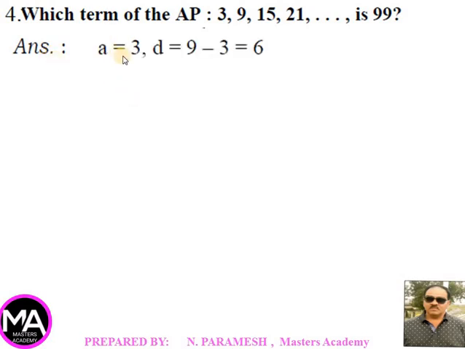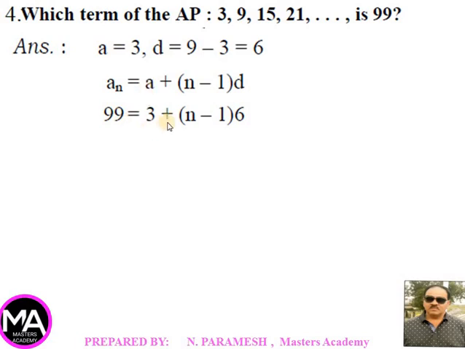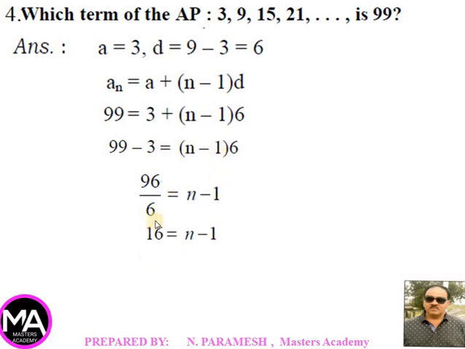Answer, first term a is equal to 3, d is equal to a2 minus a1, 9 minus 3 is equal to 6. An is equal to a plus (n minus 1) into d. 99 is equal to 3 plus (n minus 1) into 6. 99 minus 3 is equal to (n minus 1) bracket close 6. 96 divided by 6 is equal to n minus 1.